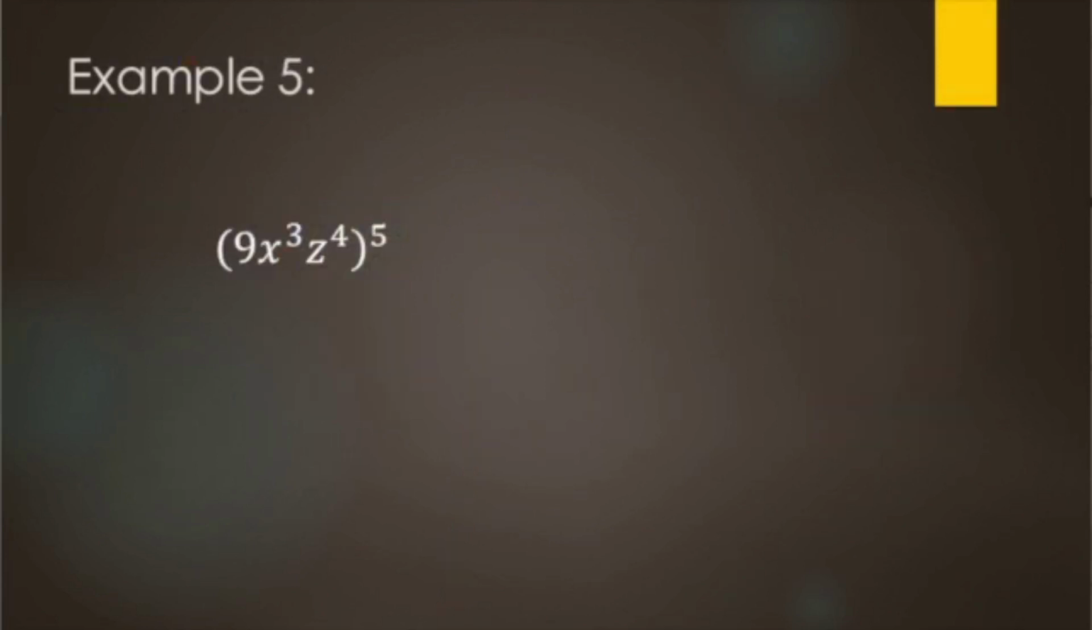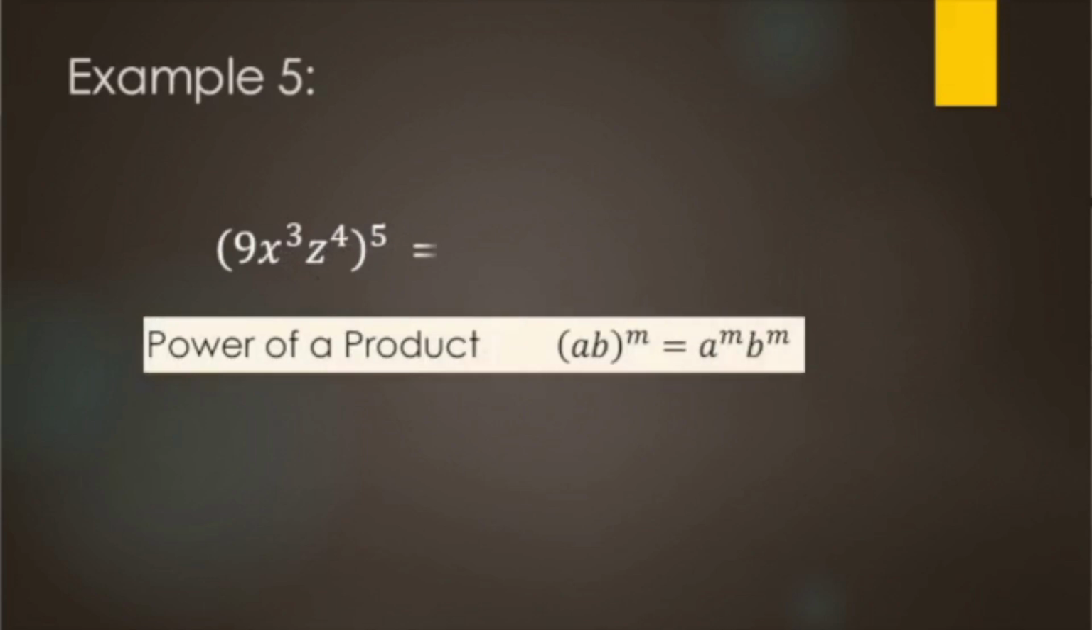So let's look at this example here. We have 9, x to the 3rd power, z to the 4th power, all to the 5th power here. So again, this 5 is going to go to the 9. It's going to go to the x cubed. It's going to go to the z to the 4th. We're going to use the power of a product property. So that's going to be a 9 to the 5th power.